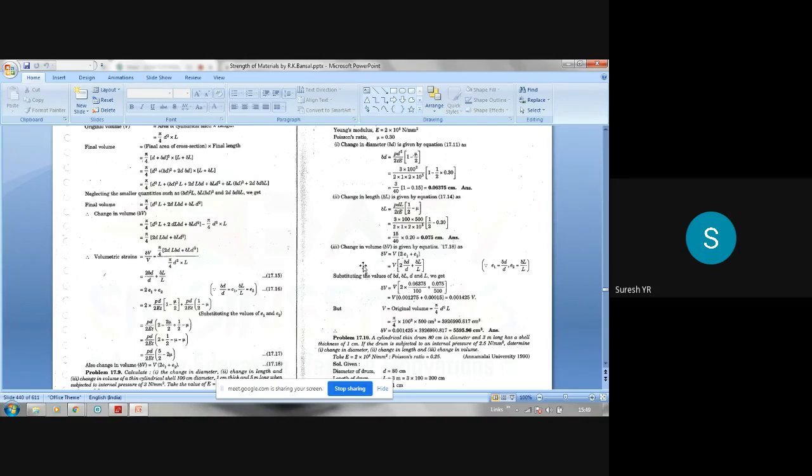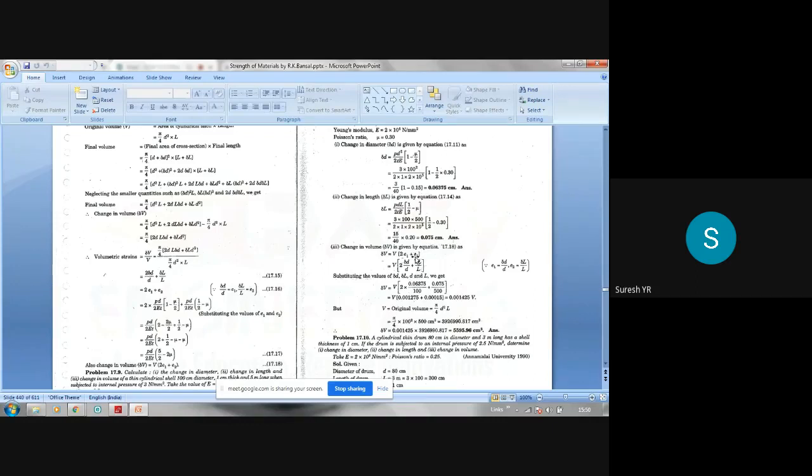Otherwise, you can do it in another way. So delta V by V, you can find out using this formula. Then multiply that by V, you are going to get whatever value. Delta V will be V into this. That also can be done. But this is easy. So delta D by D is epsilon 1, delta L by L is epsilon 2. So just directly substitute there and simplify.